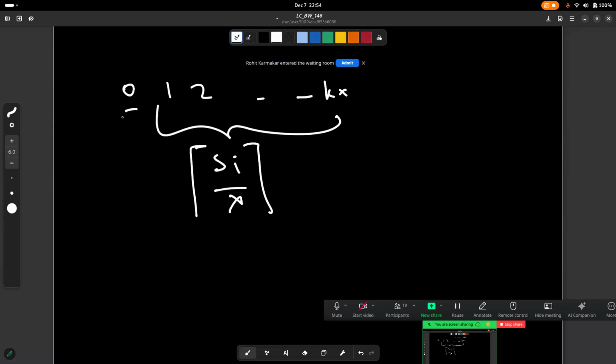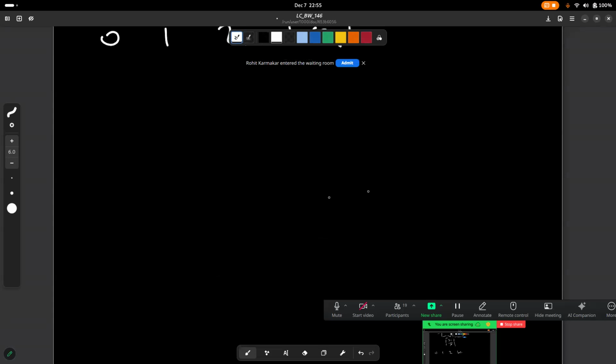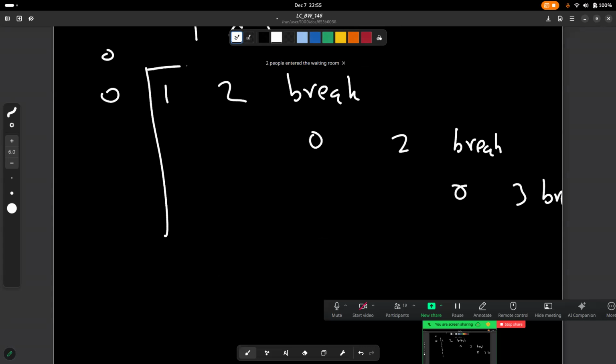So this is the size of this interval, the upper bound of strength of I divided by x. And this 0 can overlap. So basically we can have 0, 1, 2, break the lock, then 0, 2, break the lock, 0, 3, break the lock. And the first time moment is calculated as 0. So you have this one moment, then this one moment, and then this one moment.